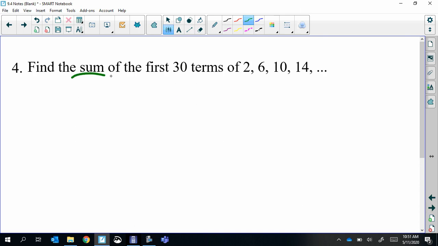Okay, so now we're going to find the sum. So we're using that other formula for the sum of the first 30 terms. But for that formula, we need to know the first term and the last term. So we need to know the 30th term, and then we're going to multiply it by 30 over 2. So we know the first term is 2. We do not know the 30th term. So that's actually where we're going to start.